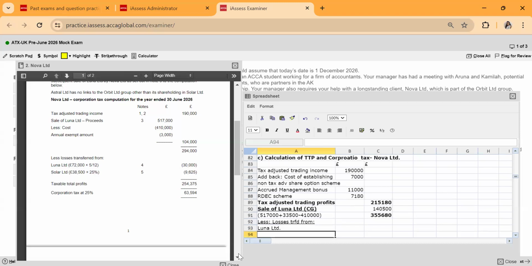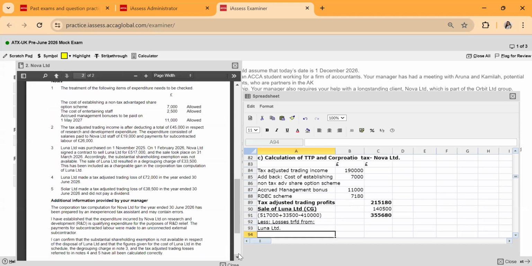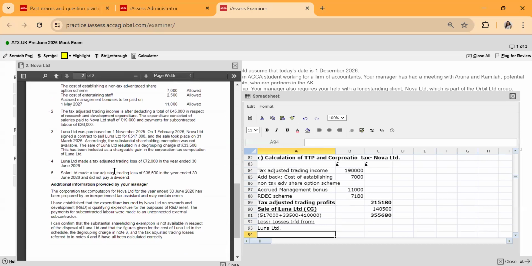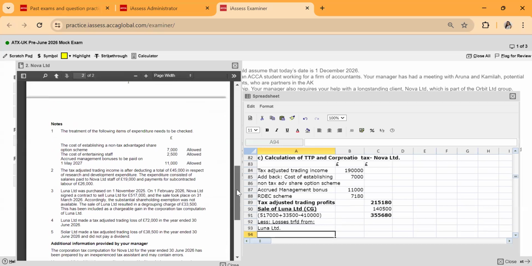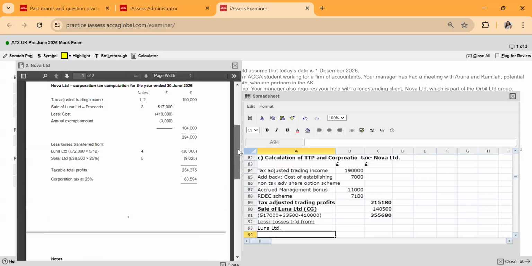This is note number 4. Note number 4 says Luna Limited made a TATL of 72,000 for the year ended 30th June 26. And this is also year ended 30th June. So years are coterminous. And Luna Limited is a 75% group company. It can share the loss. Losses were 72,000. And here we have taken 72,000 into 5 by 12. But will we take 5 by 12?